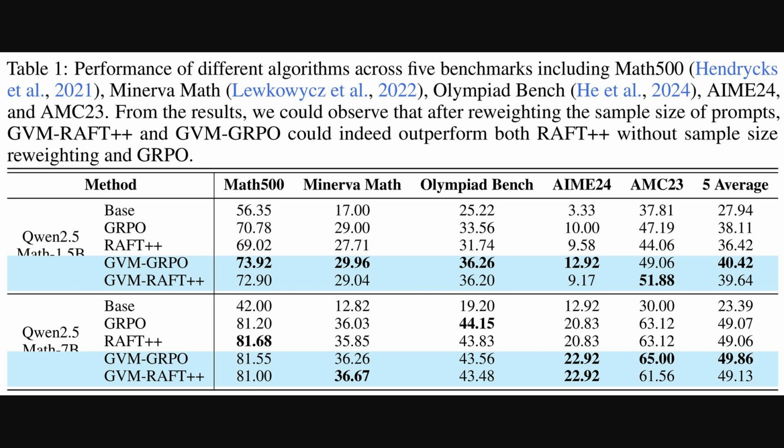Okay, so looking at the actual performance, we see a comparison of different training methods across several mathematical reasoning benchmarks. The methods include the standard reward-ranked fine-tuning, or RAFT, which is an iterative process to improve models by learning from good examples, and another reinforcement learning algorithm, GRPO. The key takeaway here is that the GVM-GRPO and GVM-RAFT++ approaches, using that dynamic sample allocation, consistently outperform the standard RAFT++ and GRPO methods, particularly when you look at the average scores across all 5 benchmarks. This really shows the practical benefits.